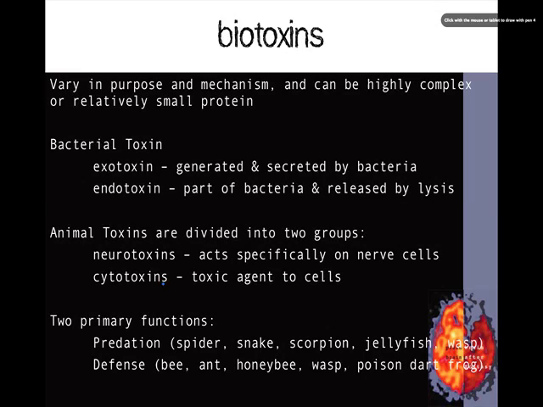The primary functions of these different biotoxins are predation, so spiders, snakes, scorpions, jellyfish, and wasps use them to hunt, or defense, as in the case of bees, ants, honeybees, wasps, and poison dart frogs.